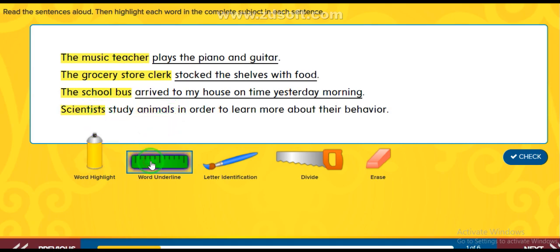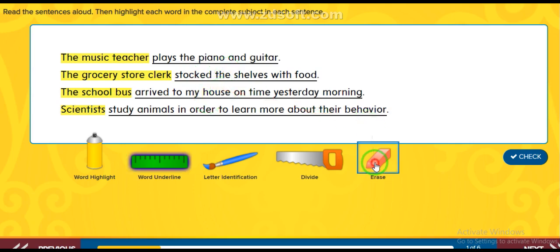So where's the verb? The verb is study. So from the verb till the end, all of this here is the complete predicate, right? So scientists study animals in order to learn more about their behavior. All of this here is the complete predicate. But they didn't ask us to find the complete predicate, but we found it, right?